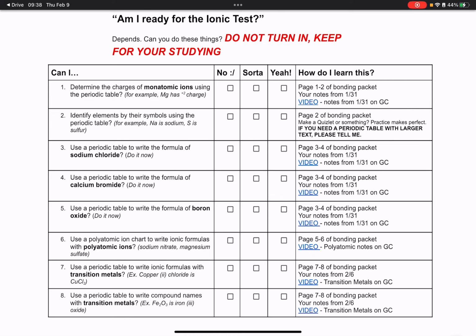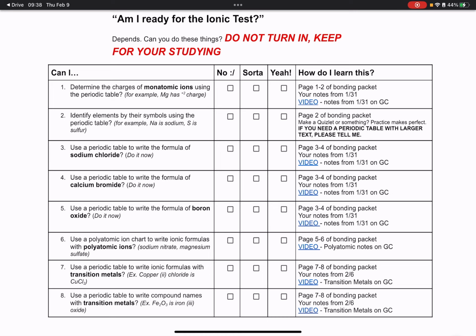And then with the polyatomic ions, the transition metals, you might not know if you're able to do those correctly because I didn't give you answers there. I just gave you like one example of each. So this video is to clarify how to use this study guide.